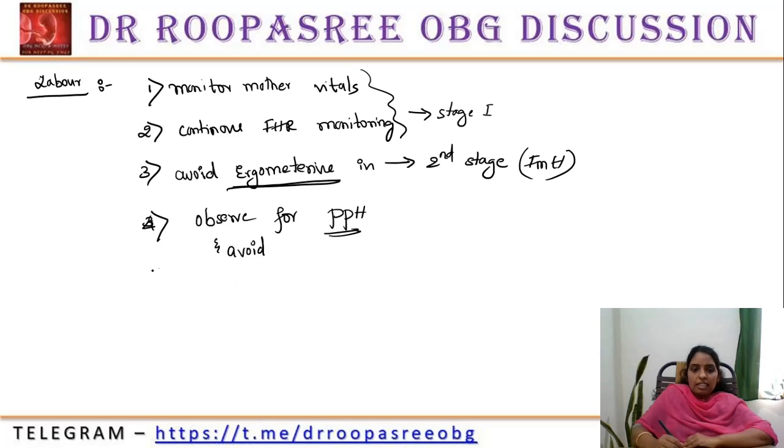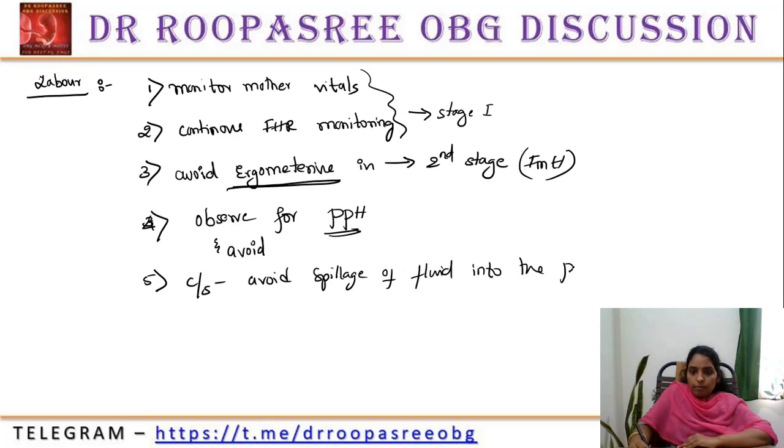And in case of cesarean section, avoid spillage of fluid into the peritoneal cavity. These are the important things you should take care during delivery. Okay. Next.